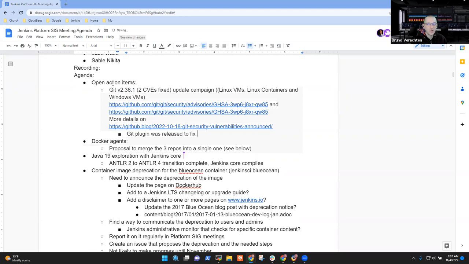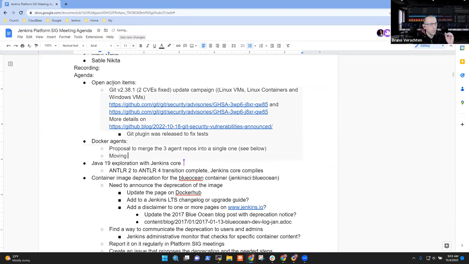Next subject is about Docker agent. Unfortunately, Damien is not there today, so the proposal is still valid. The community will try to merge the three agent repos into a single one. The first step was to move the Jenkins default work there. So that's what we did in the Docker SSH agent, I think. And lots of other things will have to be done until we can really merge the three of them. Sorry, so yeah, that was a Jenkins default workspace. Work there, sorry.